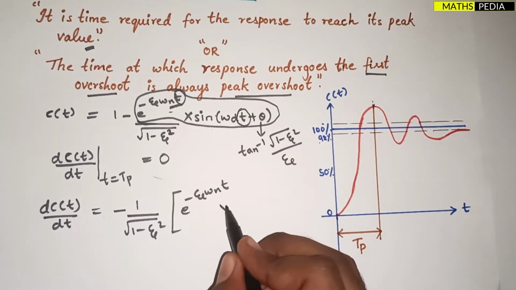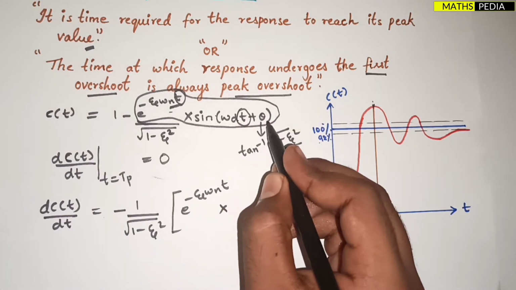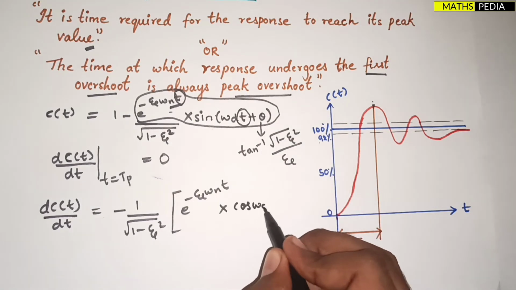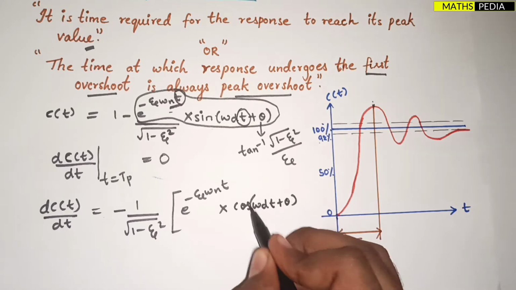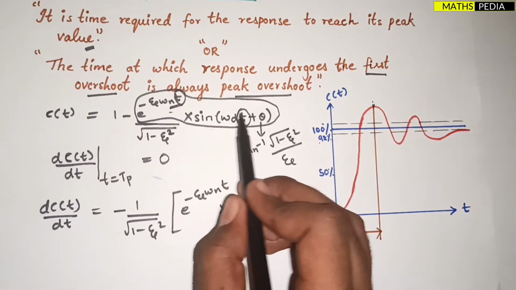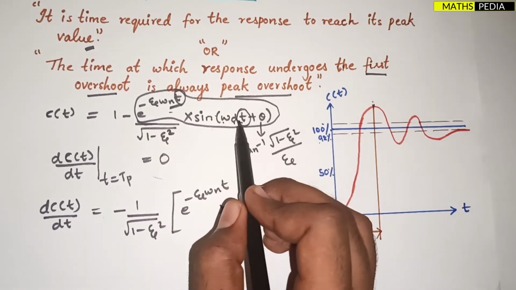First term into the differentiation of the second term, sine of omega d t plus theta. What will that be? It will be cos, right? Cos of omega d t plus theta, into the differentiation of this angle, since it contains t. The angle when you differentiate, omega d t, the differentiation will be what?